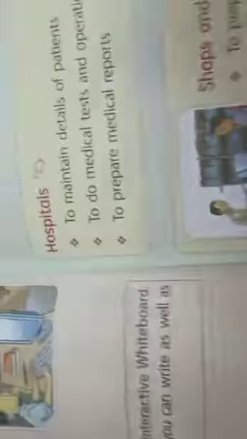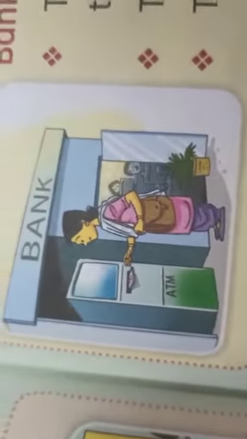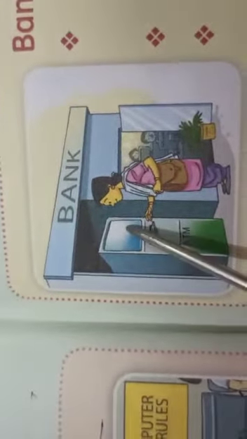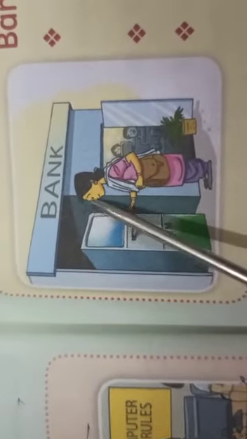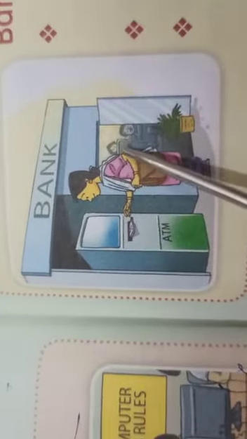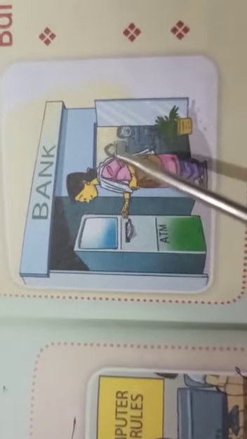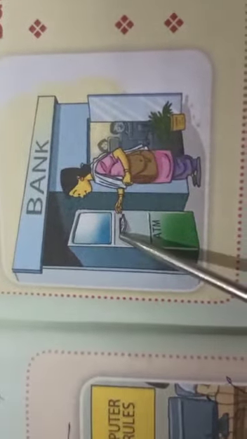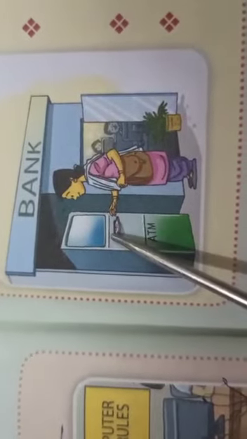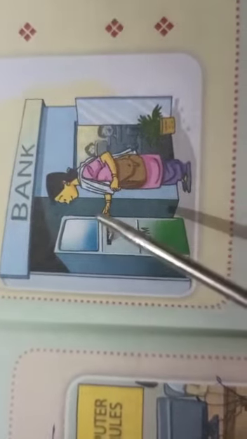Now, if we're talking about banks, how is the computer useful in banks? Yes, when you go to withdraw money, you can also withdraw money with the help of computers in the banks. In banks, computers are used to keep the details of the customers, to keep the record of the cash, and to withdraw money from ATMs with the help of computers.